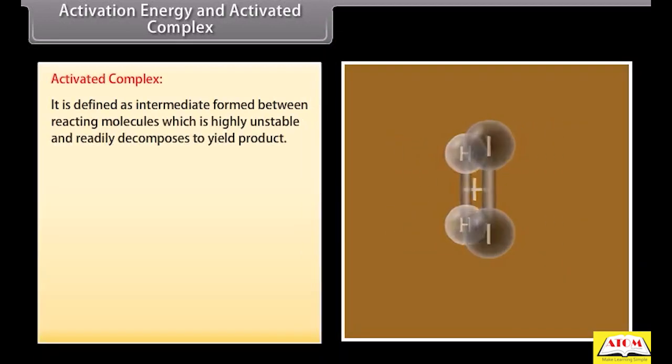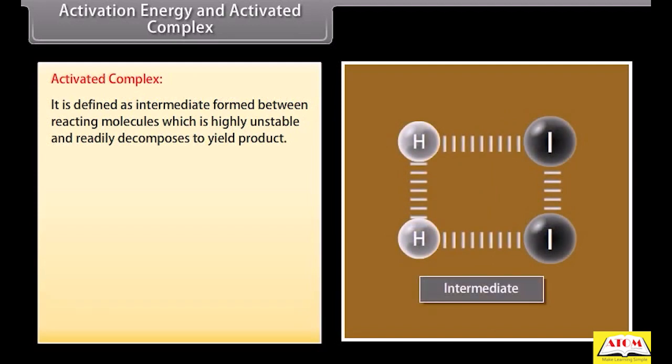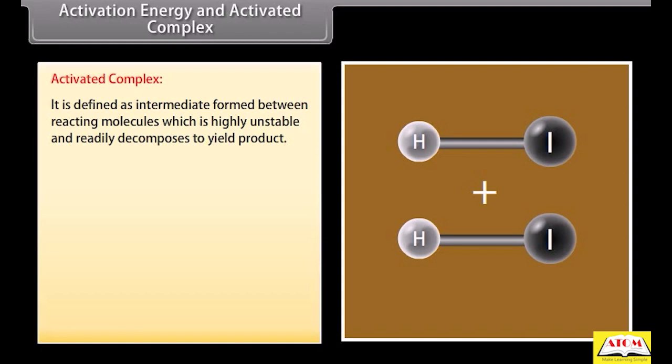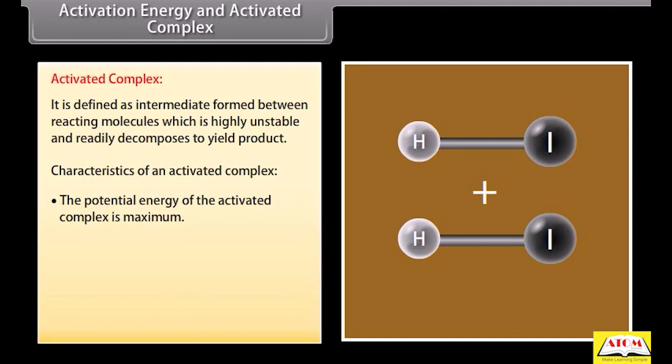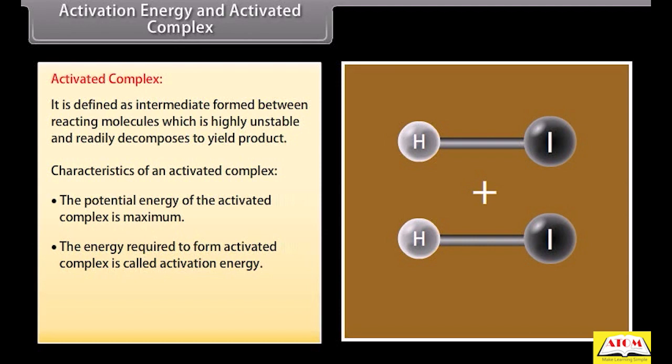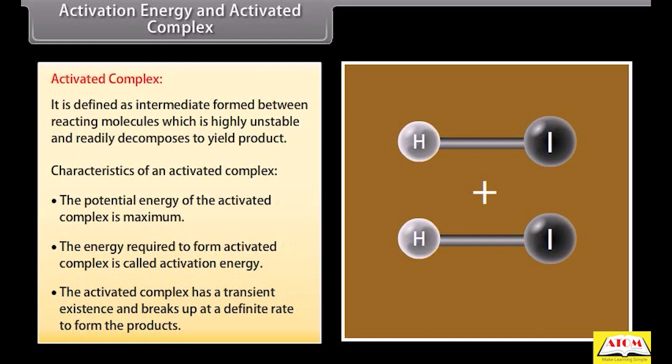Activated complex. It is defined as the intermediate formed between reacting molecules, which is highly unstable and readily decomposes to yield product. Characteristics of an activated complex. The potential energy of the activated complex is maximum. The energy required to form the activated complex is called activation energy. The activated complex has a transient existence and breaks up at a definite rate to form the products.